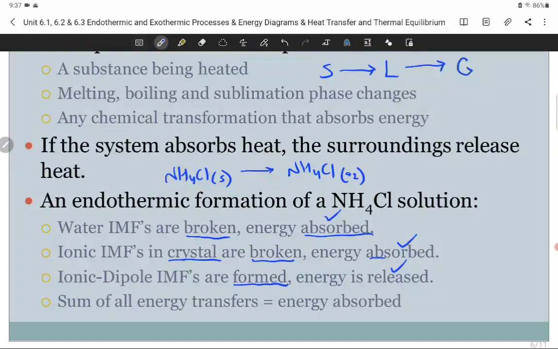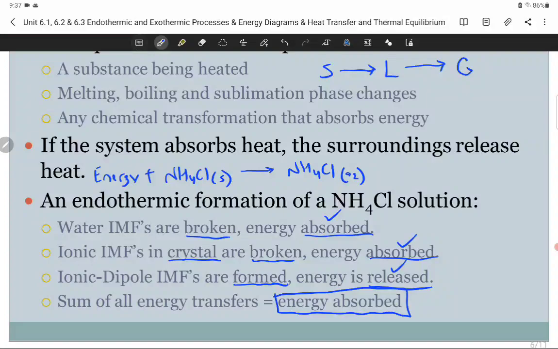If you add up the numeric values of those 3 things, in this particular case, the end result of those three numbers is energy absorbed. What does that mean? That means that ultimately this process is endothermic.